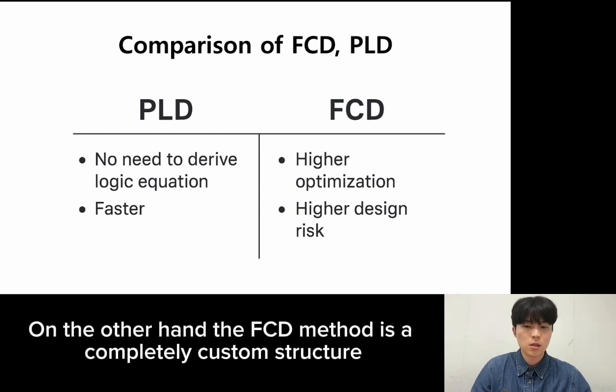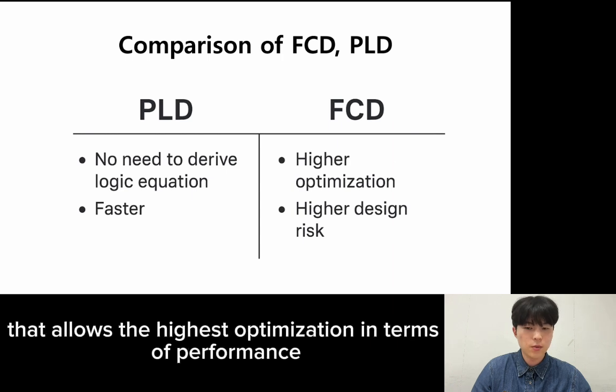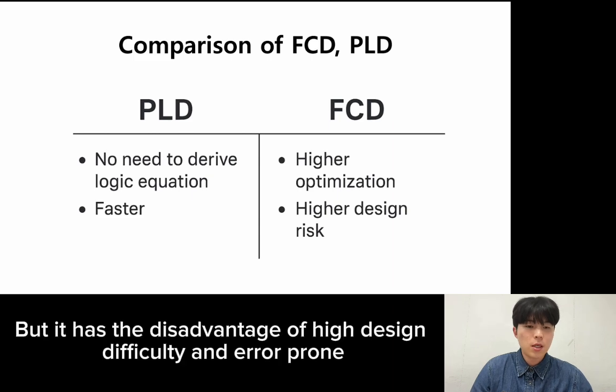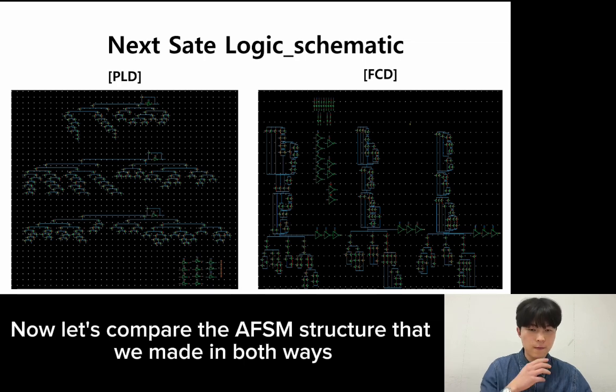On the other hand, the FCD method is a completely custom structure that allows the highest optimization in terms of performance, power, and area. But it has the disadvantage of high design difficulty and being error-prone. Now, let's compare the AFSM structure that we made in both ways.